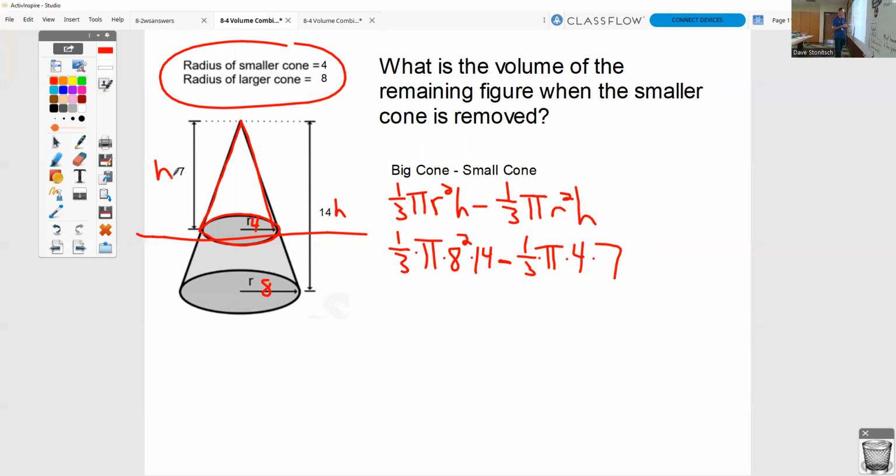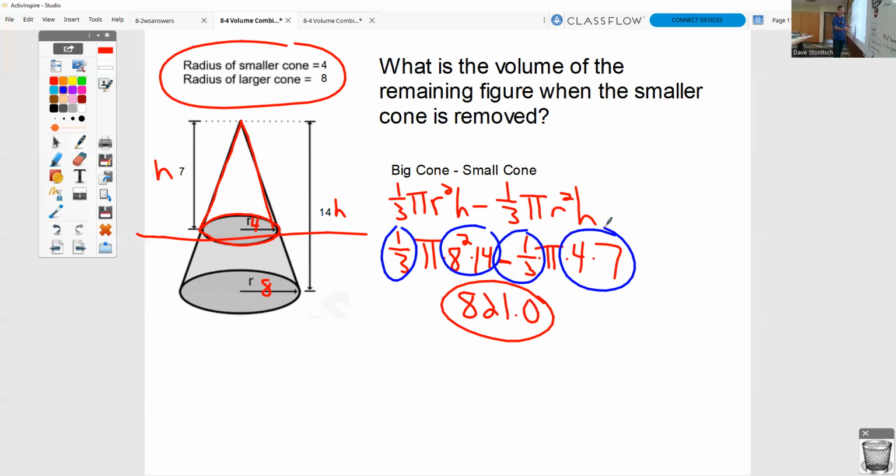Type all that into the calculator, round your answer to the nearest tenth, we get 821.0. If we had to leave it in terms of pi, you have 1/3 times 8 squared times 14 minus 1/3 times 4 squared times 7, and you would get 261.3 repeating pi when you type that into the calculator.